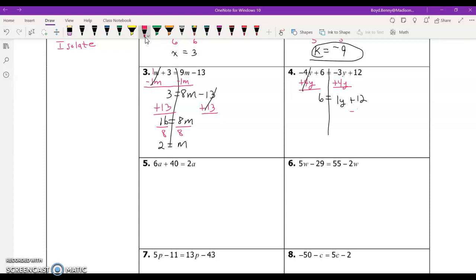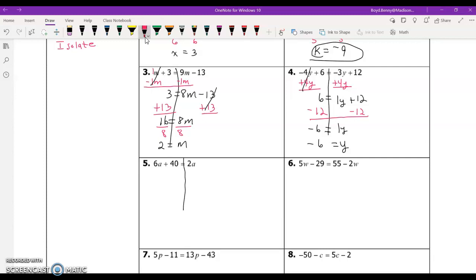Next, I'll isolate the variable by subtracting 12. Again, remember, we want to undo our addition before we undo our multiplication. That's going to give me negative 6 on the left-hand side, 6 minus 12, and a 1y on the right-hand side. And of course, 1 times y is just y, so y equals negative 6. Okay? Let's see if we can knock out number 5 and 6.